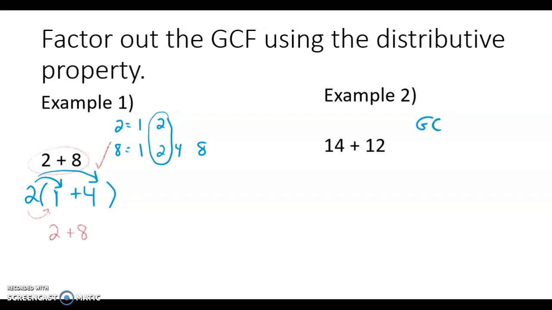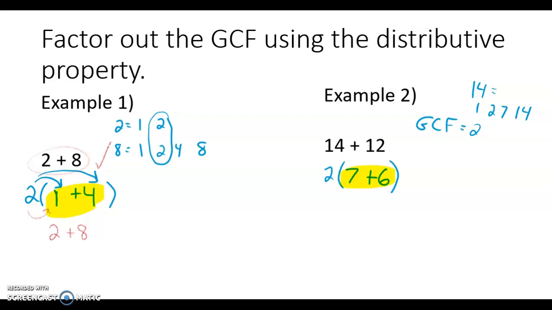Okay, for this example 2, for my greatest common factor, I know that the factors of 14 are 1 times 14, and then 2 times 7, and that's it. So 2 is the greatest common factor here. So I'm going to pull out the 2, and I'm going to have 2 times 7 plus 2 times 6. Okay, and I know that I'm finished because if you look in the parentheses, you can't factor out anything else from those parentheses. You want to make sure.